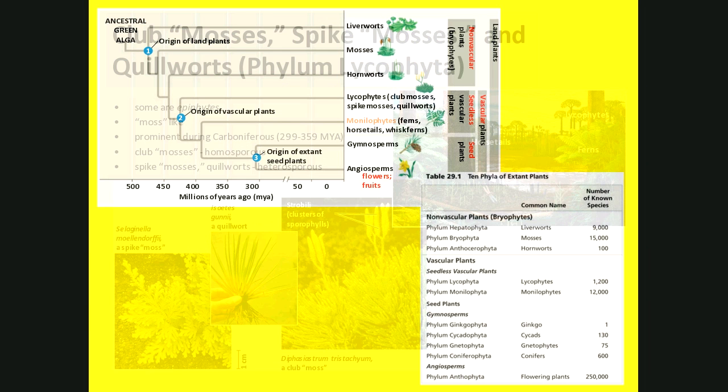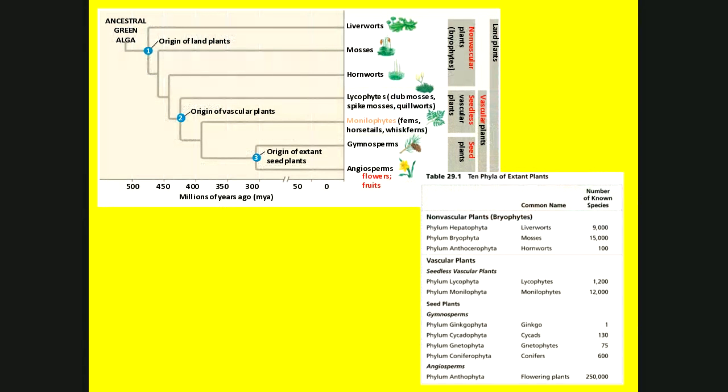The monilophytes. See, here we are. The monilophytes are the ferns, one of my favorites. I have a lot of favorite plants, but the horsetails, and then the whisk ferns. The whisk ferns are cool. I'll show you the whisk ferns. Those are the ones I've been talking about that are a living fossil. Well, there they are right there.